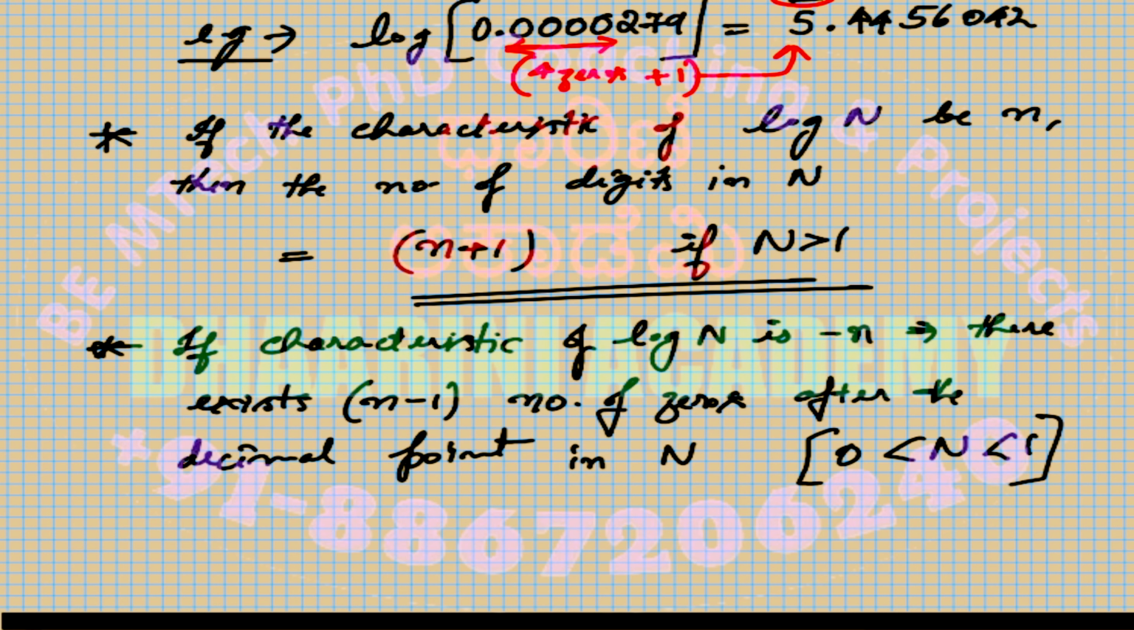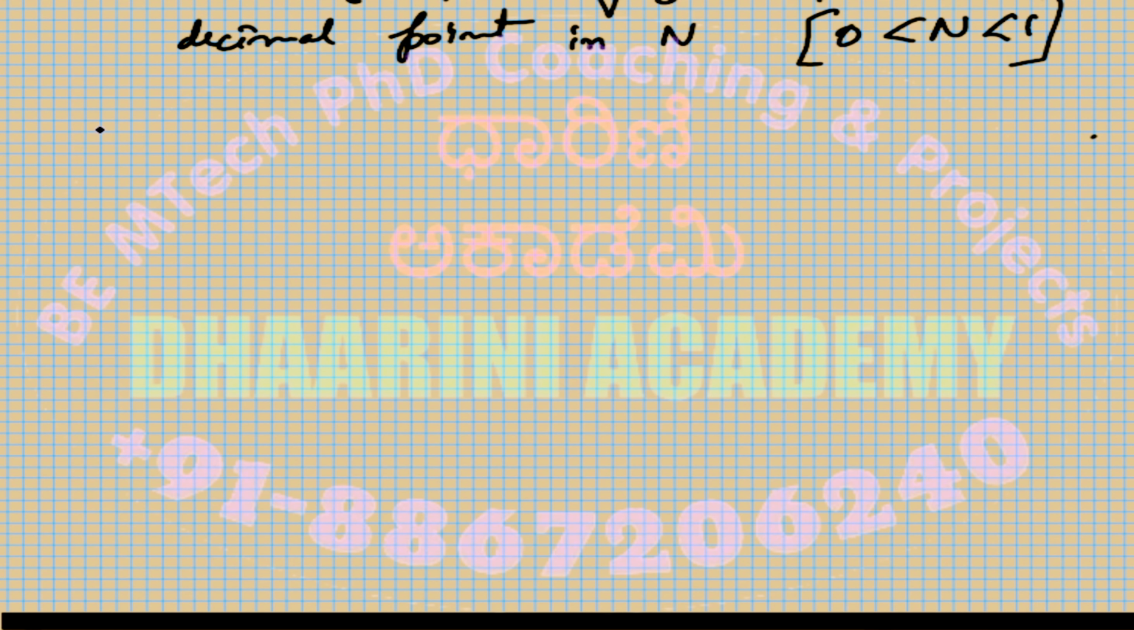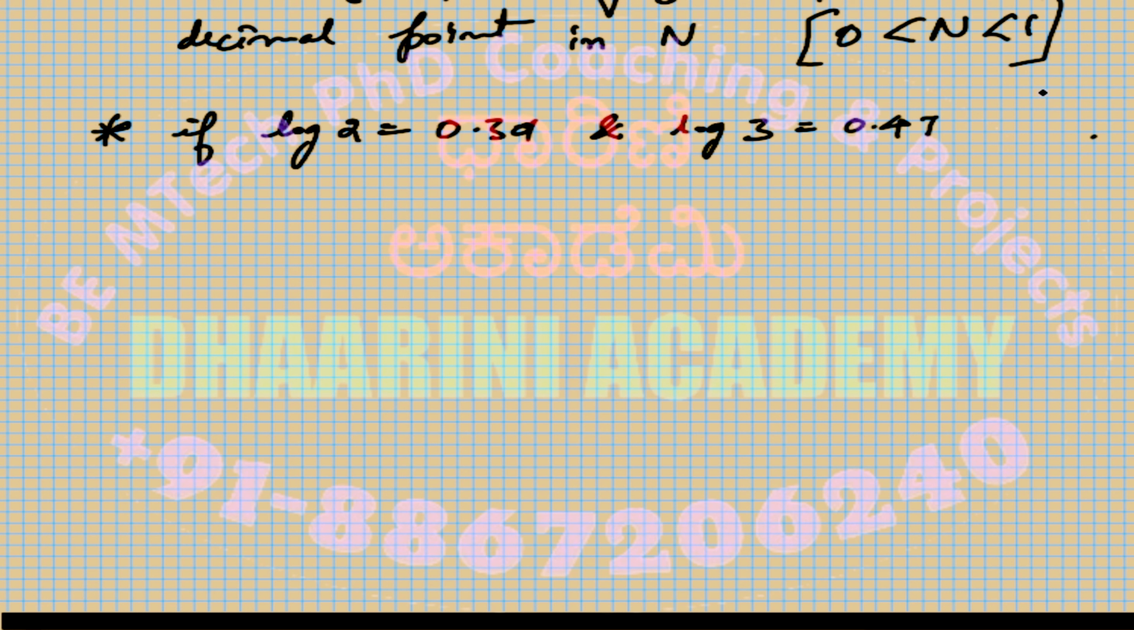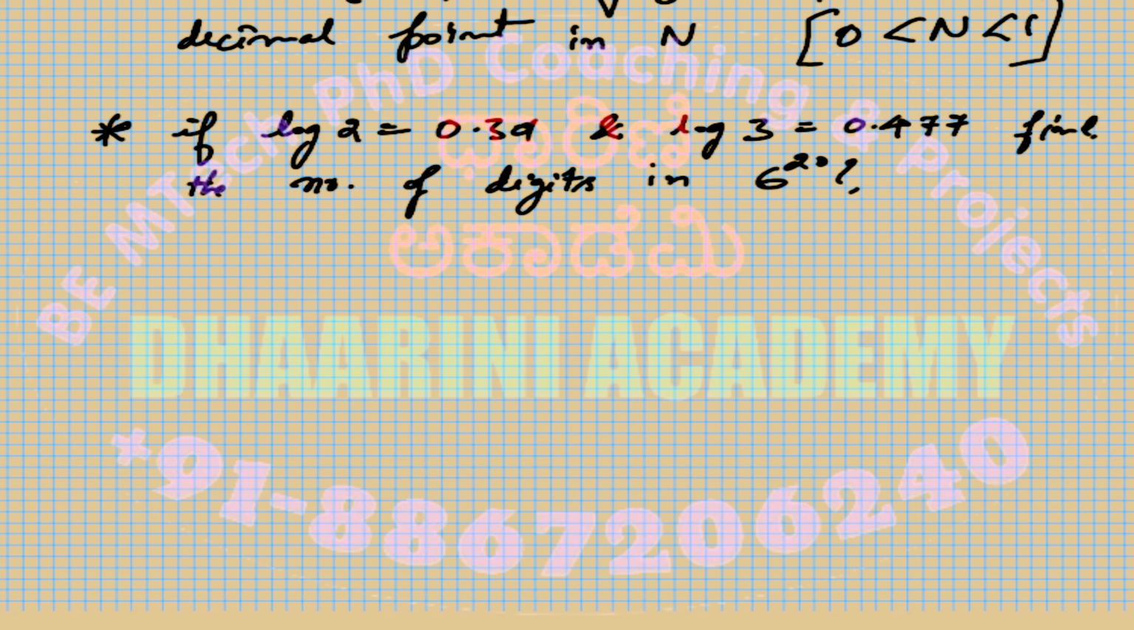Okay, so where is the application? How do you apply these things in a real problem? So we go for a problem where we apply all this. Say log 2 is equal to 0.301 and log 3 is equal to 0.477. Then find the number of digits in 6 to the power 20. So how many digits are there in the answer of 6 raised to the power 20 is the question.